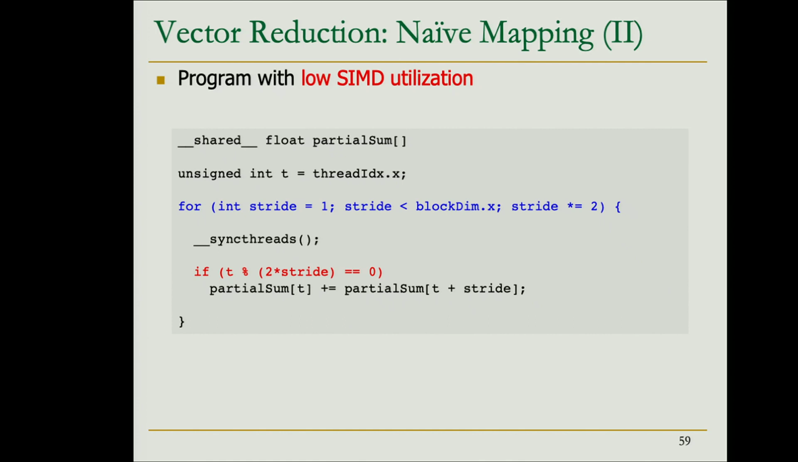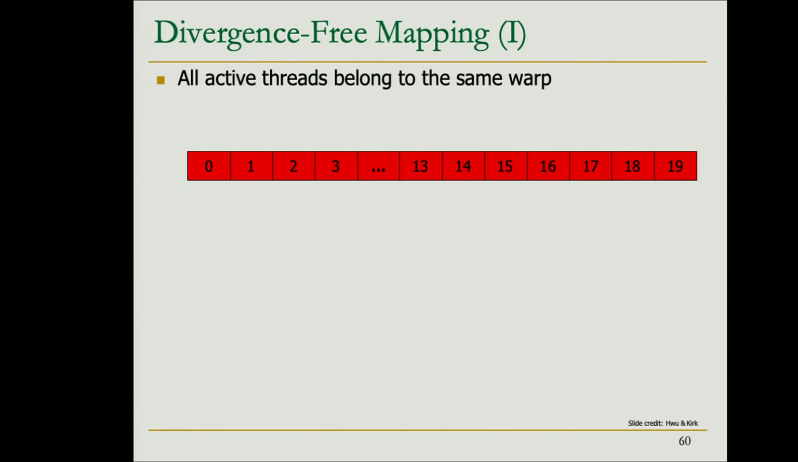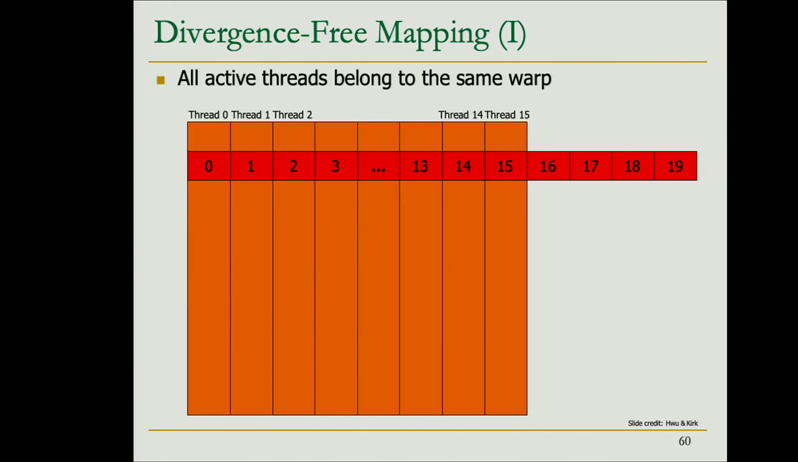Problem, very low SIMD utilization. So how can I come up with a divergence-free mapping? Well, in the case of the reduction, something is really possible, because reduction is typically an associative operation, right? So think about the sum, think about the addition. Because of the associative and commutative properties, I don't really care about the order of the additions, right?